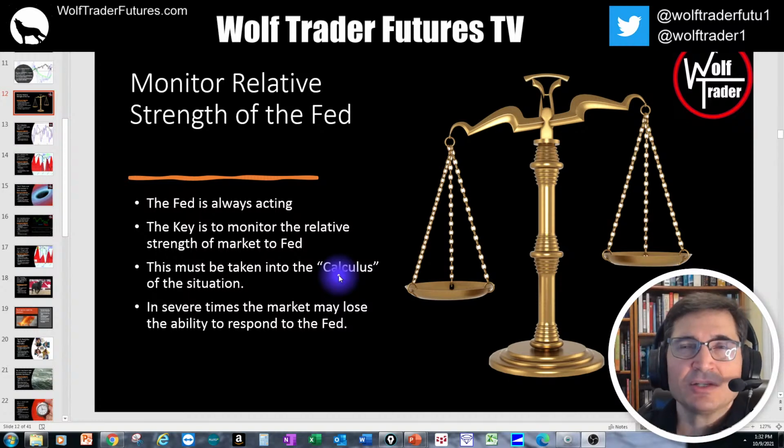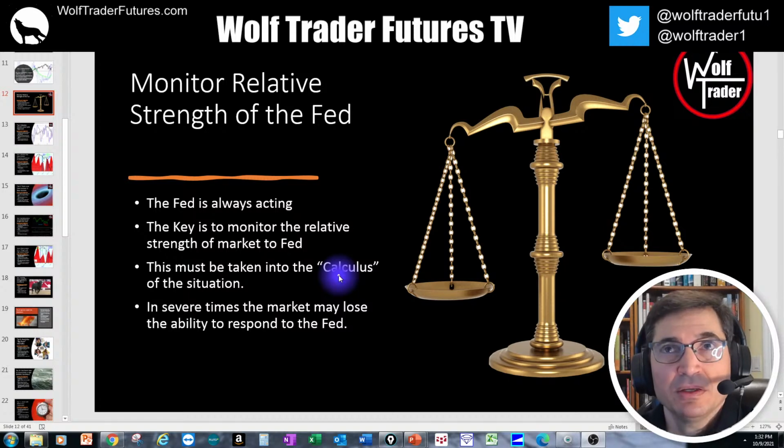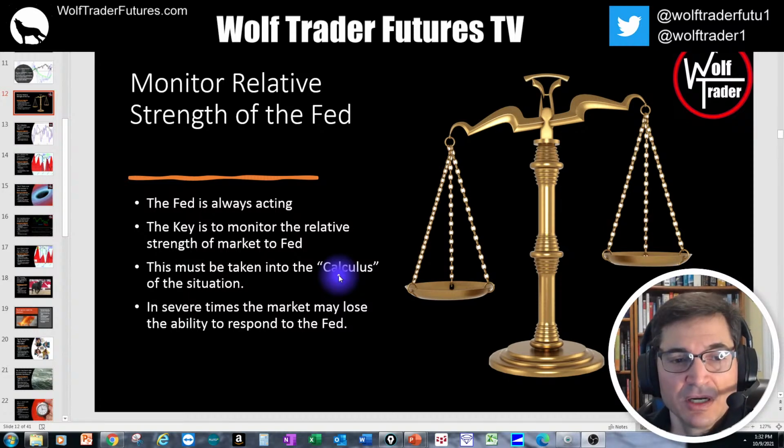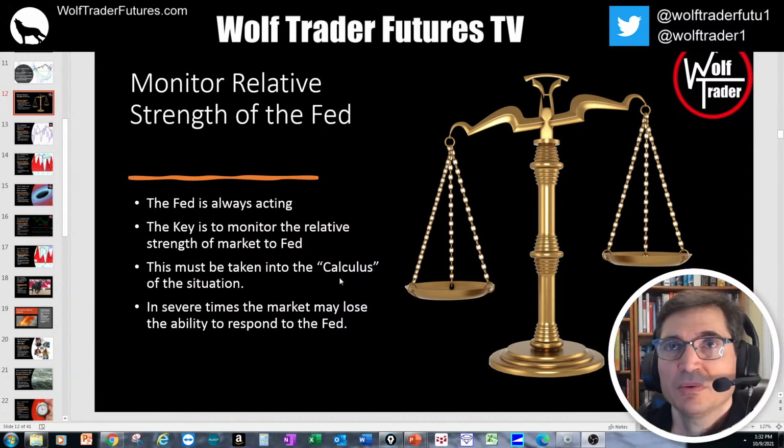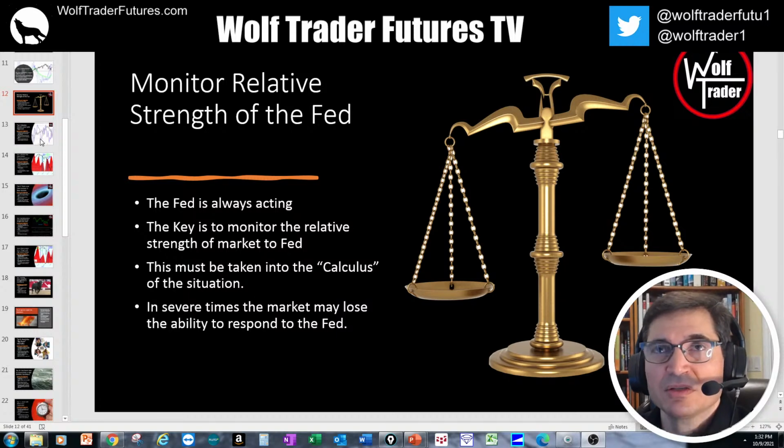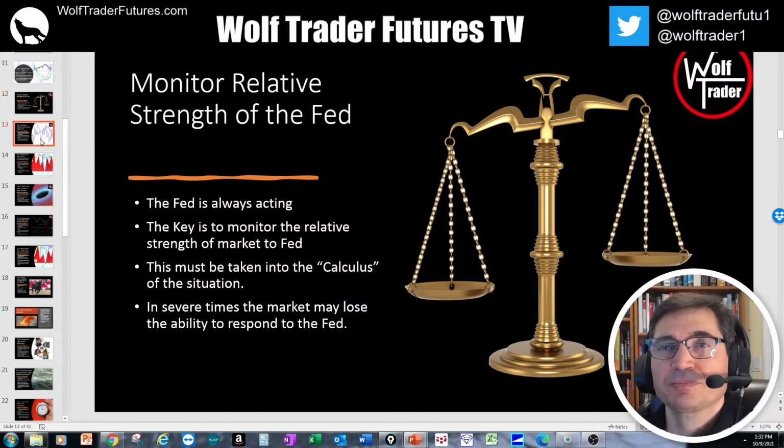And that's where this gets complicated because we're in this modern area of game theory. Okay, if the market goes here, what's the Fed going to do? And if the market doesn't go up as much as they want, all of this stuff comes into play. So that's where it becomes important to look at the relative strength. I don't think it's very strong relative to what the Fed is doing.